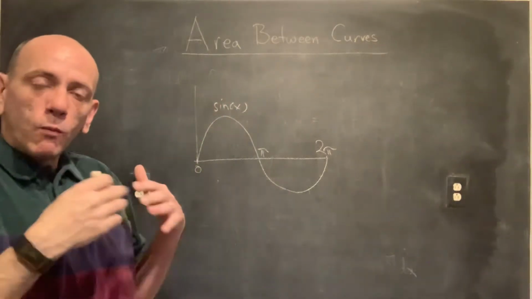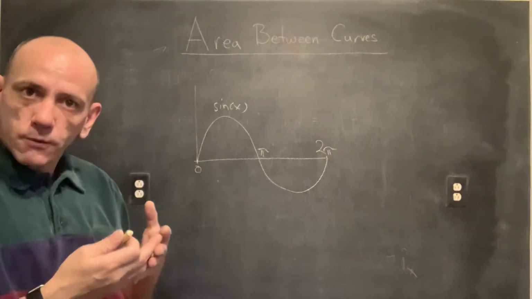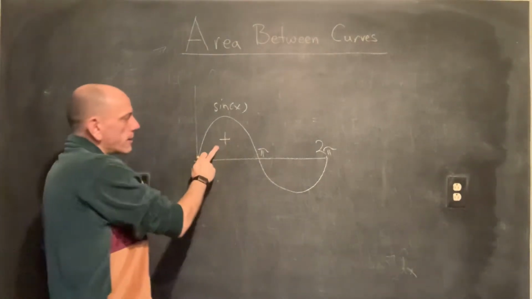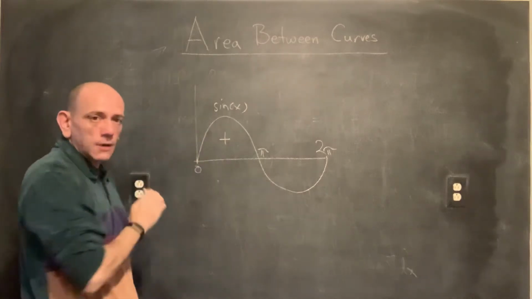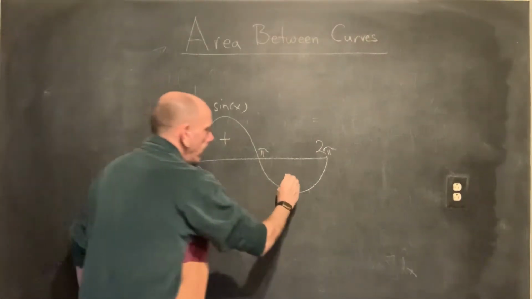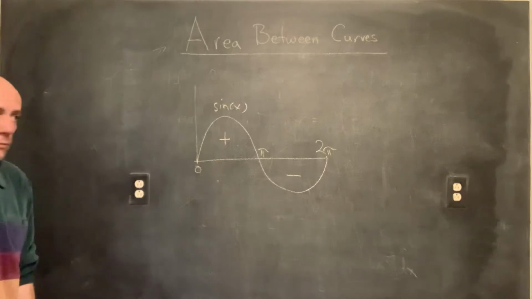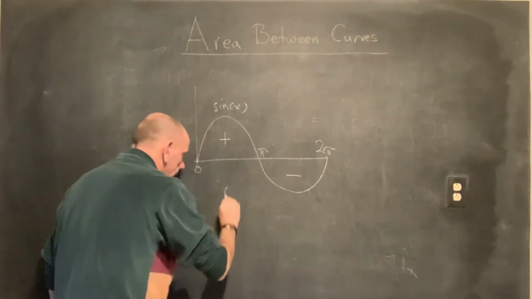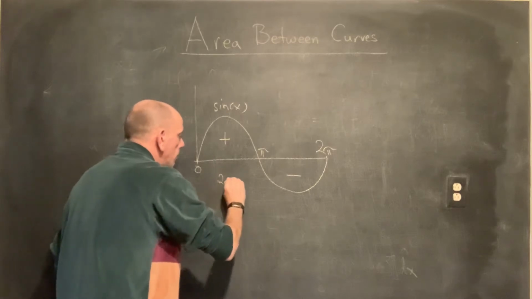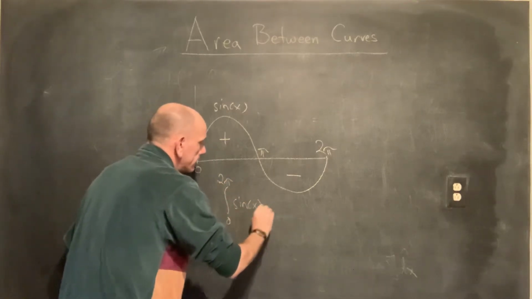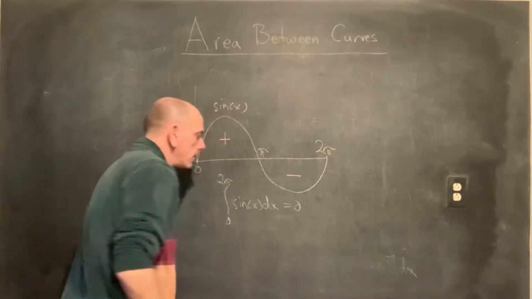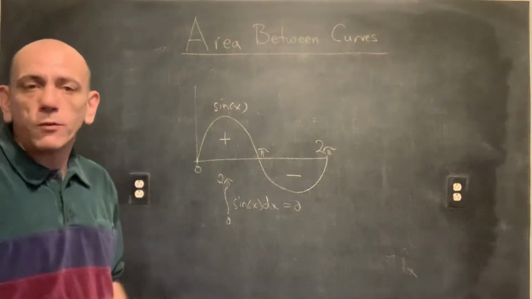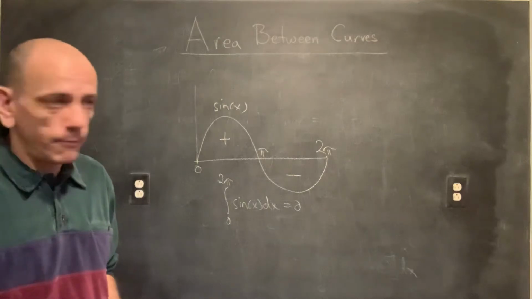Well, normally when we interpret the integral as an area underneath the curve, this area is going to be positive because it's above the x-axis, and then this area is going to be negative because it's below the x-axis. So that total integral, the integral from 0 to 2 pi of sine of x dx, that's just going to be 0, right? These two areas are exactly equal. One's positive, one's negative. They just cancel each other out.